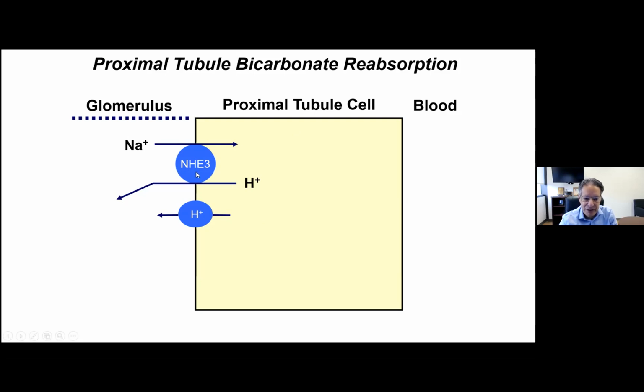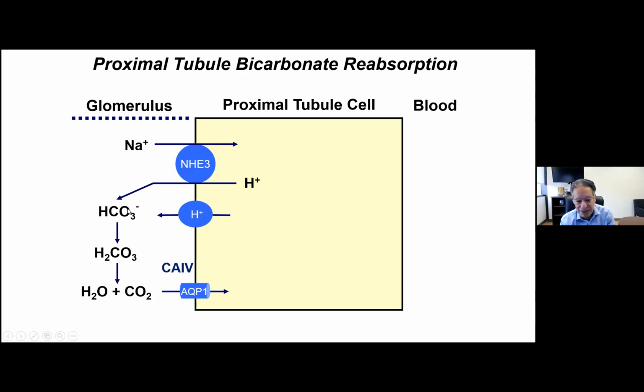And this is the protein that's found in all mammals on the apical membrane of the proximal tubule. In addition to that, there's something called a proton ATPase, which is actually not one protein. It's made up of many proteins. But these two processes, predominantly NHE3, are responsible for binding protons to bicarbonate in the lumen.